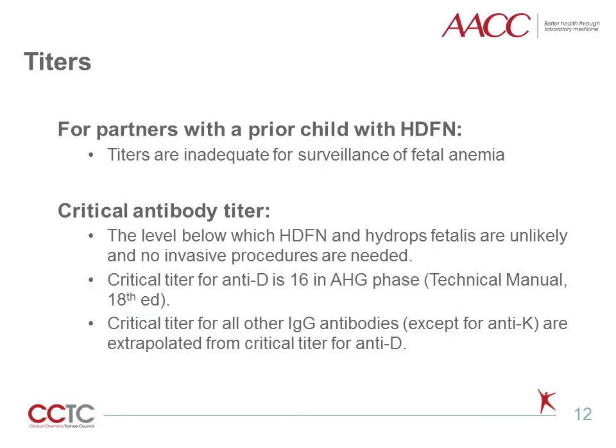For partners with a prior child with HDFN, titers are inadequate for surveillance of fetal anemia. The critical antibody titer is the level below which HDFN and hydrops fetalis are unlikely and no invasive procedures are needed. The critical titer for anti-D is 16 in the anti-human globulin phase according to the Technical Manual, 18th edition. The critical titer for all other IgG antibodies, except for anti-big K, are extrapolated from the critical titer for anti-D.